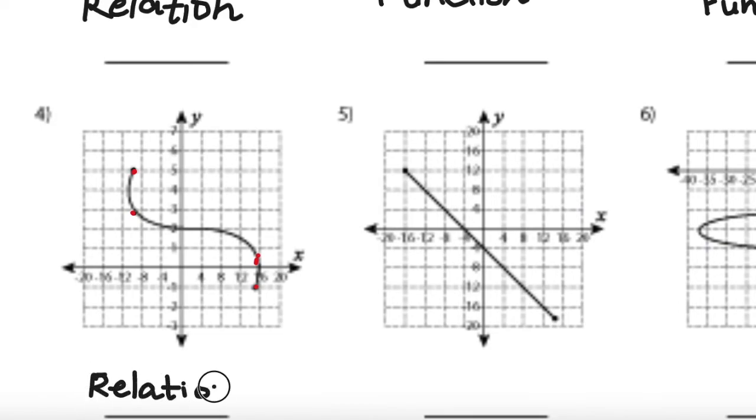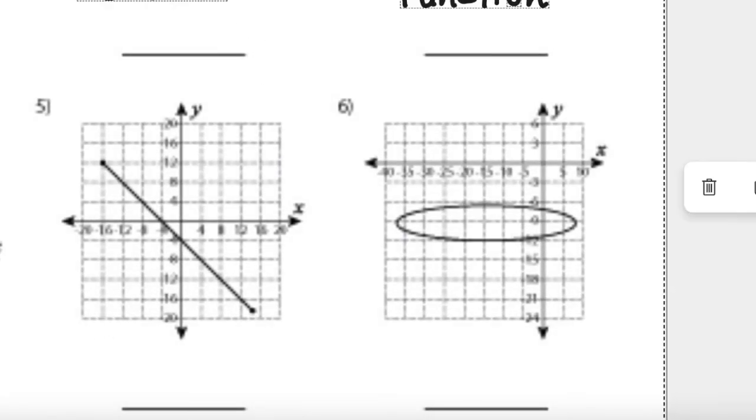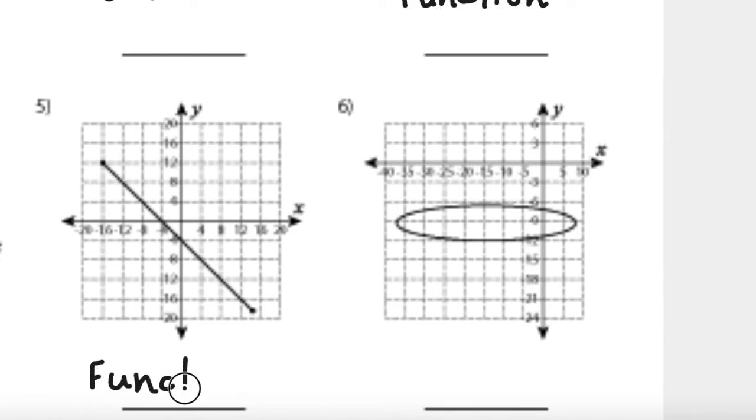This one would be a function. Most linear plots are functions because there's one x for one y. When you're dealing with parabolas or hyperbolas or circles, it's most likely going to be a relation.